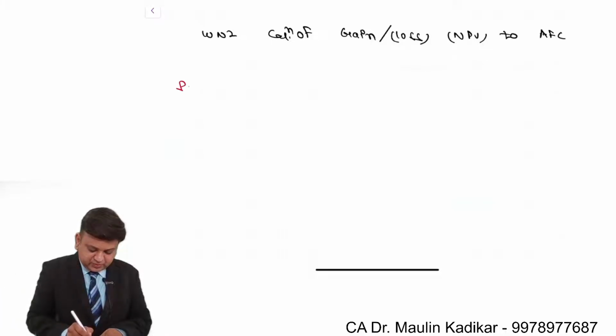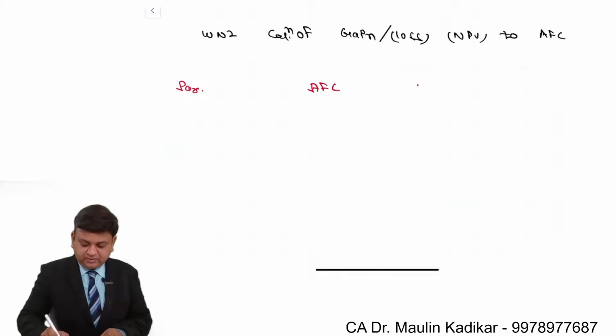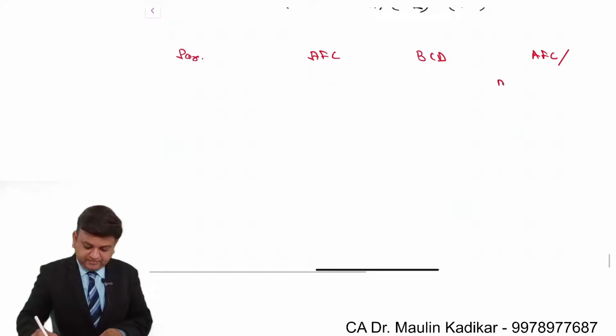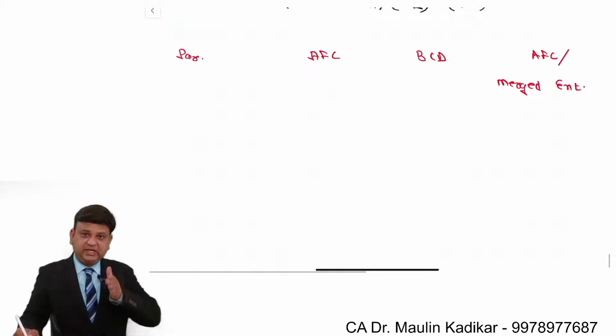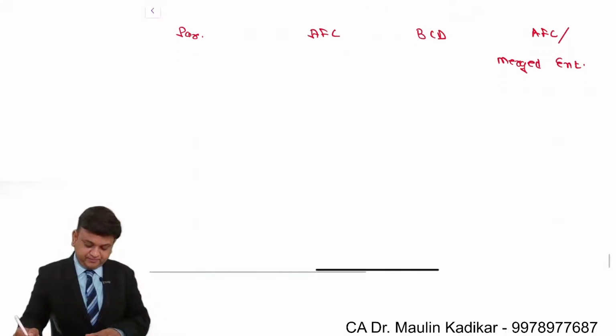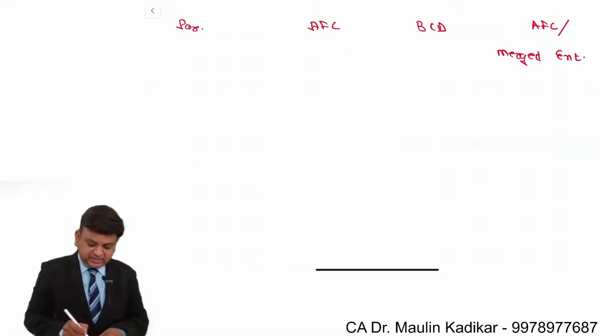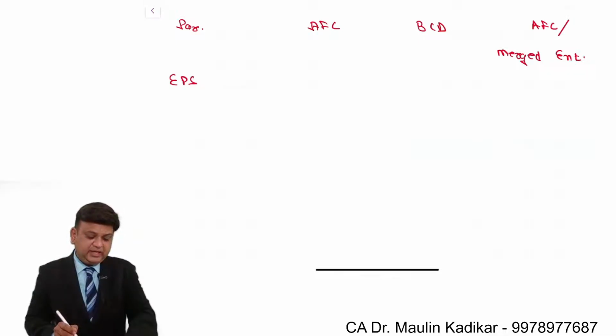See, column number 1 is particulars, column number 2 is AFC, column number 3 is BCD, and the last column is AFC once again. AFC once again means a kind of merged entity, that is AFC after acquisition of BCD. Dear students, over here I am writing first of all earning per share. Listen carefully. EPS of AFC Limited pre-merger is 8. For BCD it is 2 rupee 50 paise.